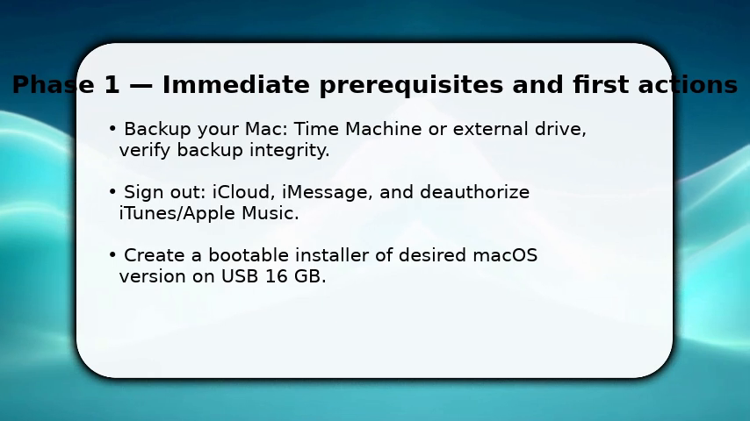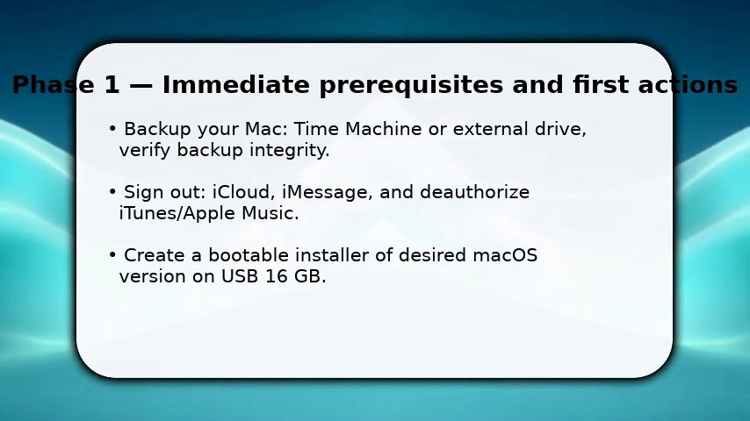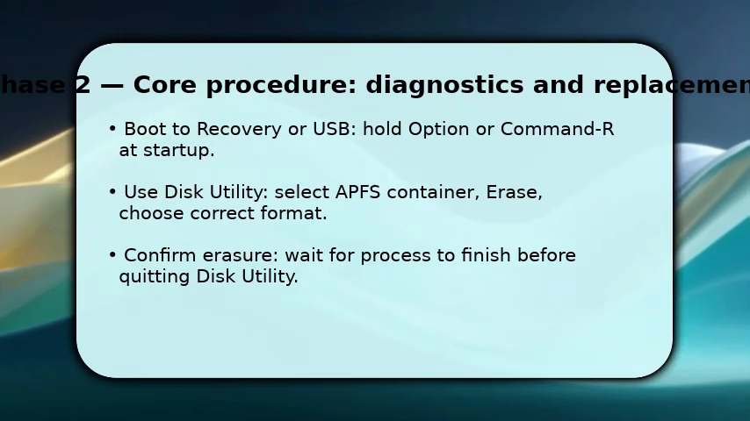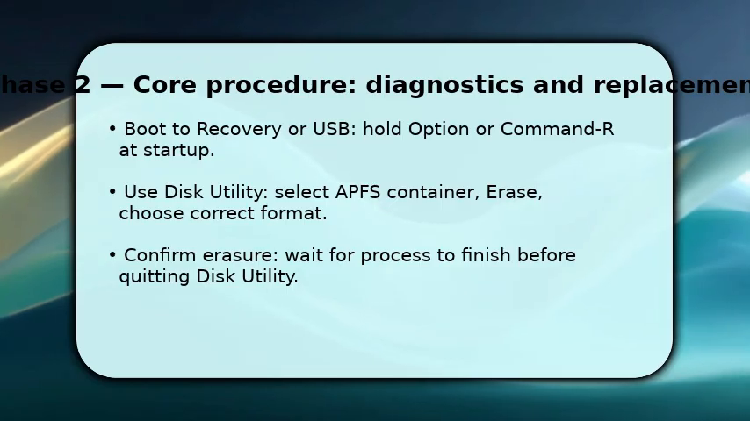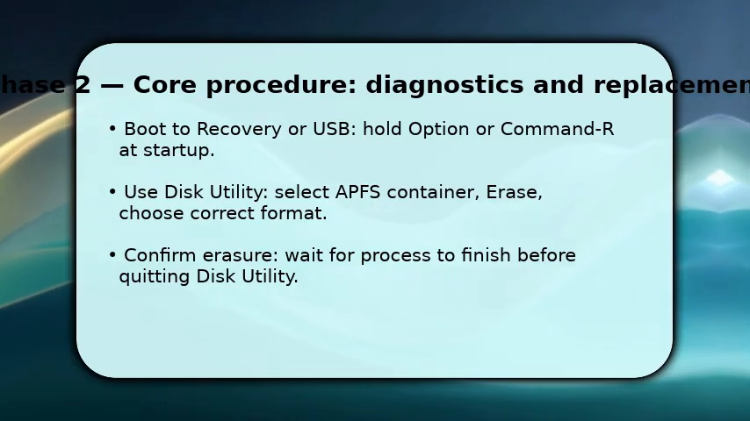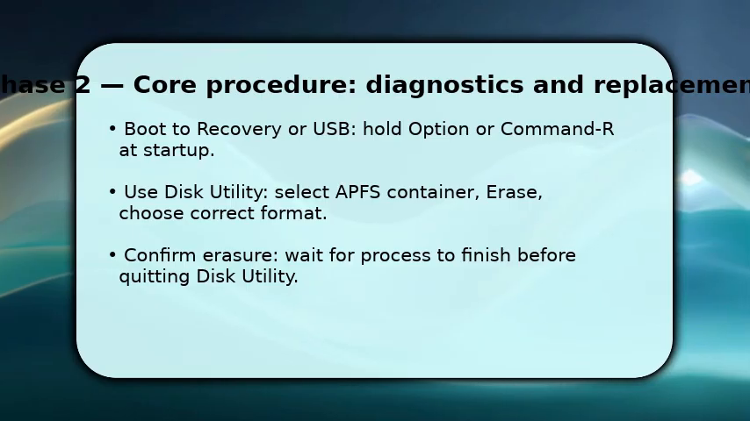After that, restart into Recovery or the USB installer. You boot into Recovery or the USB installer by holding Option or Command R. Choose the installer or Recovery when the startup options appear. Once in, open Disk Utility and show all devices.